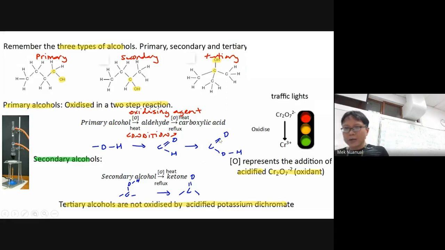Now, what is this thing here? In this reaction, the dichromate part starts off at a red color, and as it oxidizes it goes to orange, and then changes finally to green. By the time it gets to a green color, it will have become a chromium 3+ ion, okay?